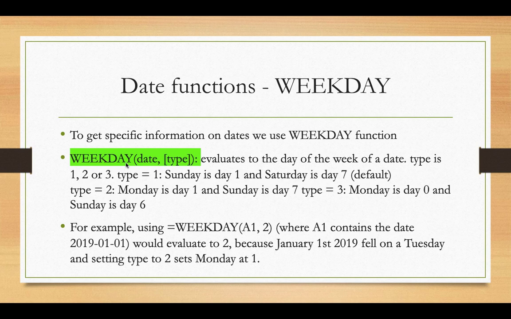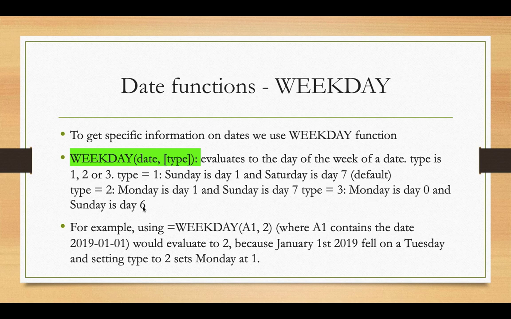So weekday function works like date and comma type. So watch closely to this type. When the type is 1, it represents the date from Sunday as taken as 1 and Saturday is taken as 7 by default. If you represent the type 2, then the Monday is taken as 1 and Saturday is taken as 7. And when you represent the type 3, Monday is taken as 0 and Sunday is taken as 6.